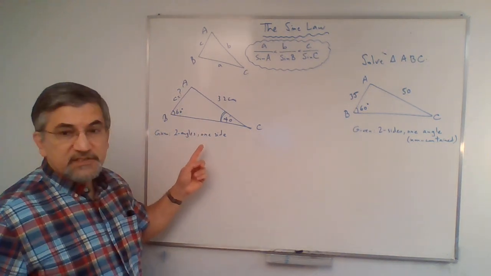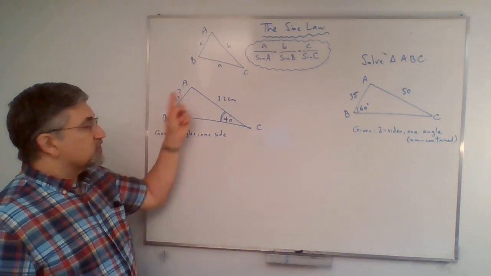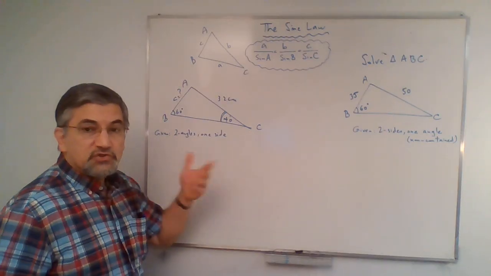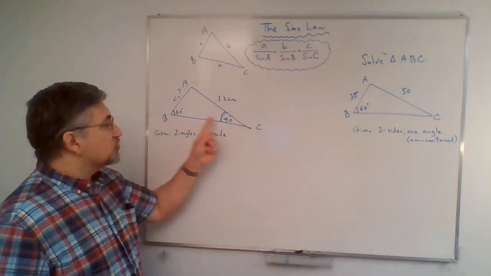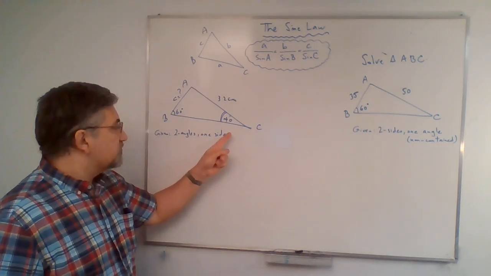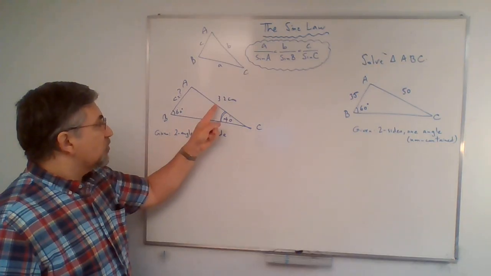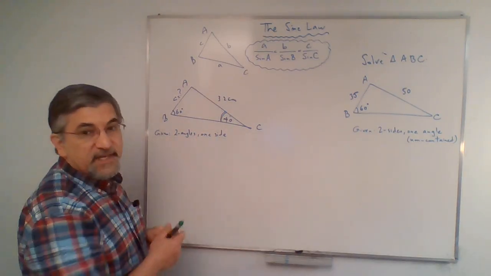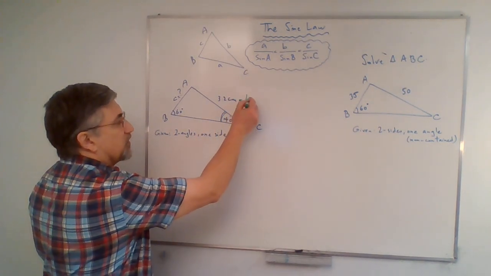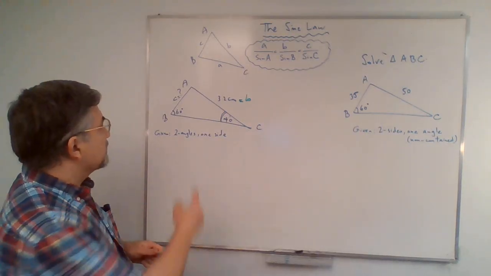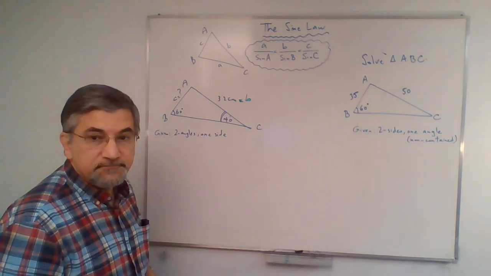So here we have an example. We have a triangle, which is not a right angle triangle, and two angles are given. One is 40 degrees, one is 60 degrees. And one side is given, this is the side opposite angle B, that is denoted by lowercase b, and we want to find the length of side c.